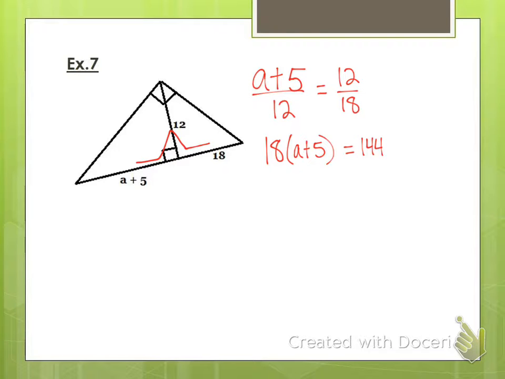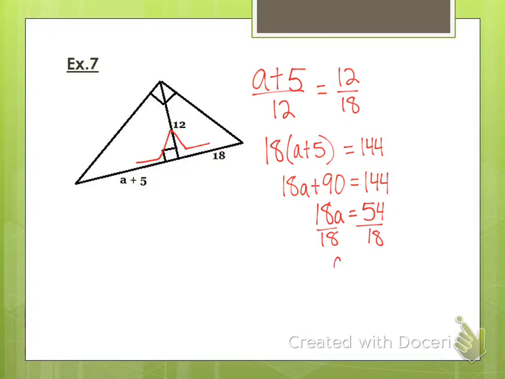Okay, so distribute: 18a plus 90 equals 144. Subtract 90, we get 18a equals, and then we divide by 18. A equals 3. Bless you. Questions, concerns about example 7? Need more time with it? Okay.